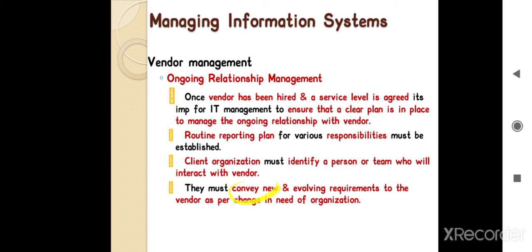They must convey new and evolving requirements to the vendor as per the change in the needs of the organization. Suppose some of the technology related to that particular service provision is going to change. At that time, our team or a person who is going to communicate with that particular vendor should give a message: this and this technology changed and we want this updated technology, so provide us that service according to the new technology. Such a type of communication must be there, and it is nothing but ongoing relationship management.